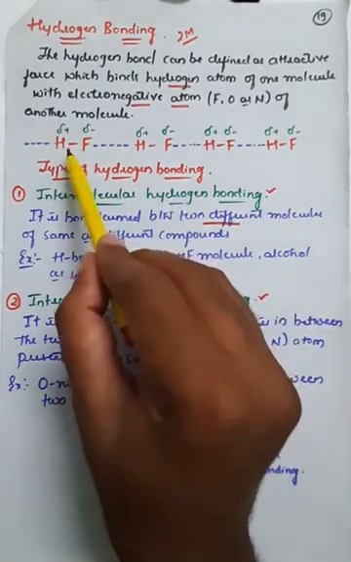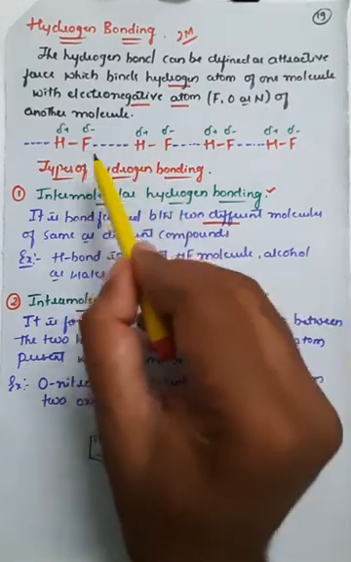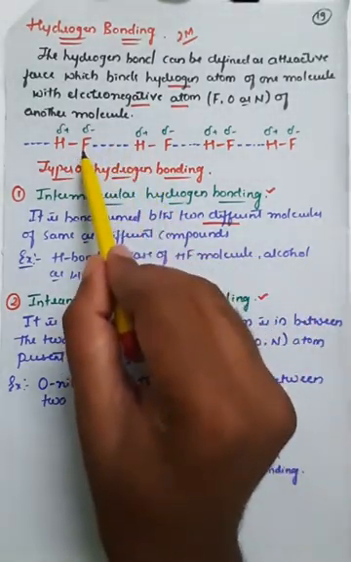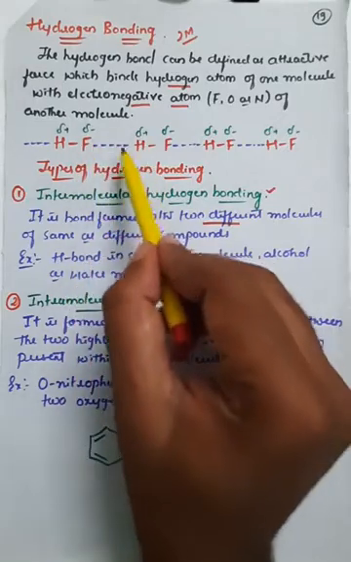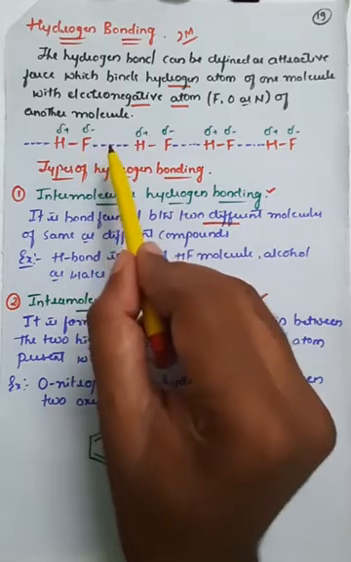Here if you observe, this is the intermolecular hydrogen bonding. Here there are two hydrogen fluoride molecules, right? So there is a bond between the fluorine of one molecule and the hydrogen of another molecule, right? So this type of bonding is called intermolecular.